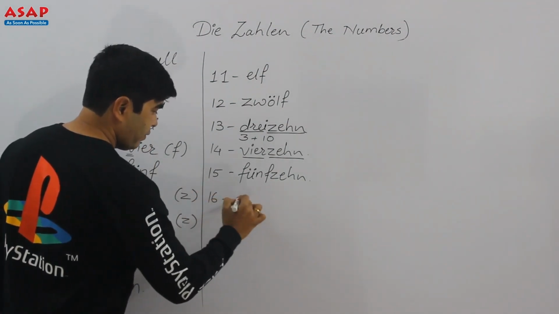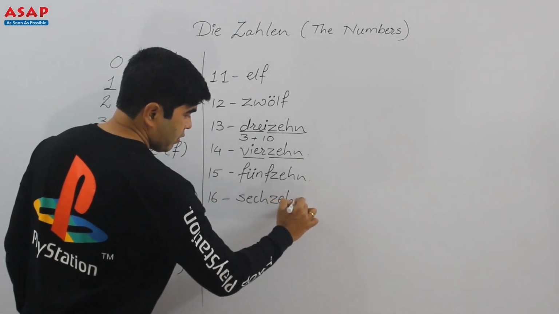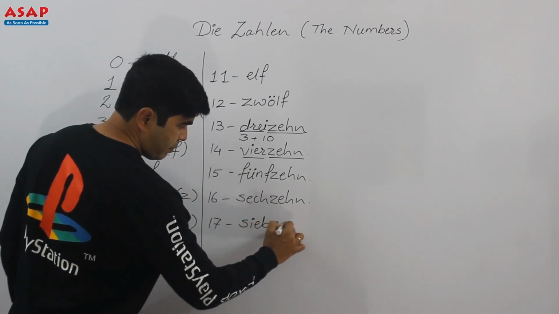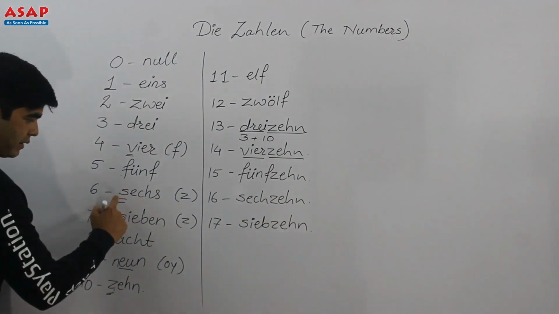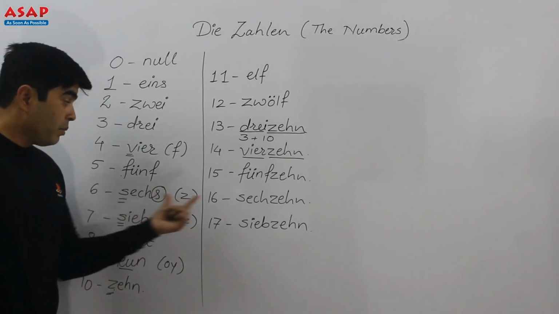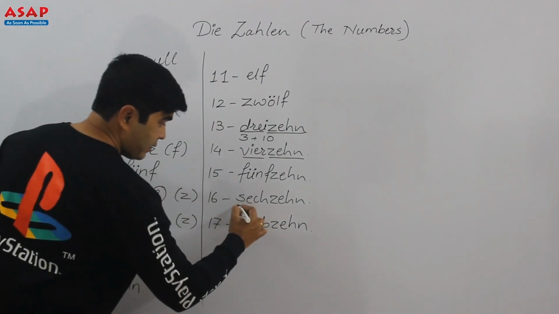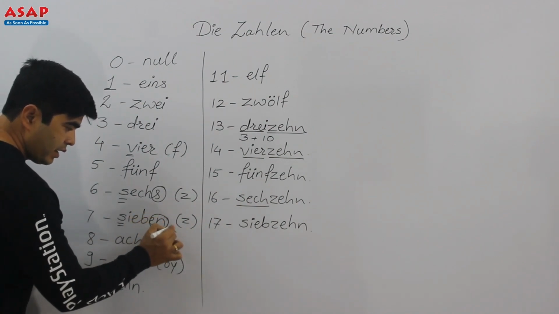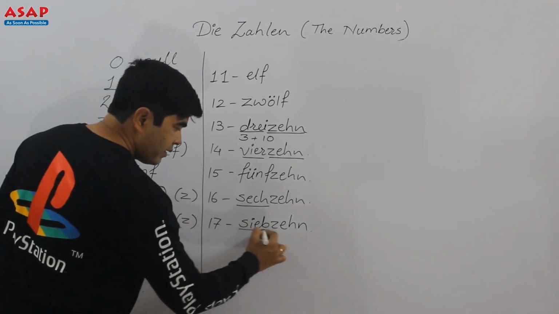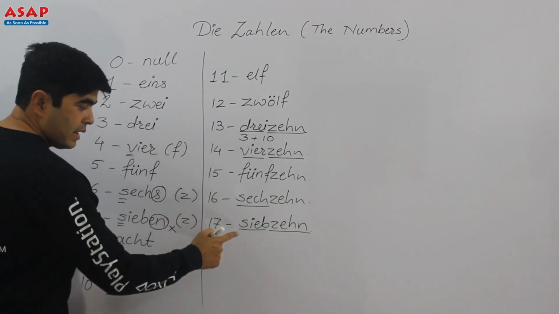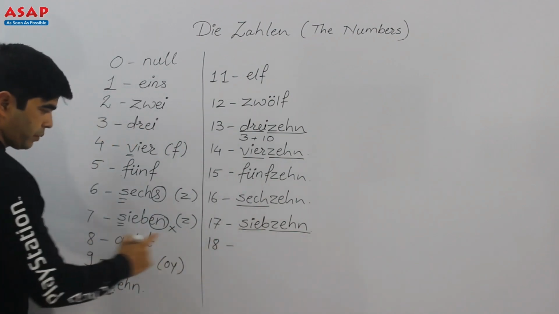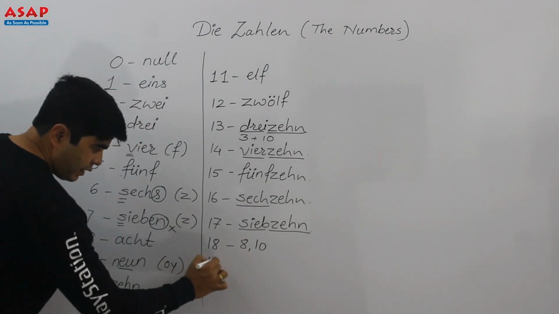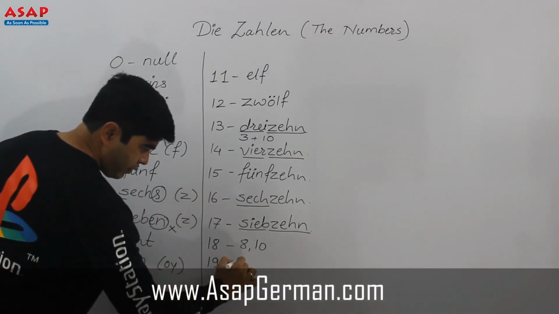Then 16 will be sechzehn. 17 will be siebzehn. Now what's the difference here? In sechs we have this S here, but in sechzehn we are not using that. In the same case of 17, this en will not be used. So it is simply siebzehn. And 18, again this will continue, so it is 8 plus 10, achtzehn. And 19 will be neunzehn.